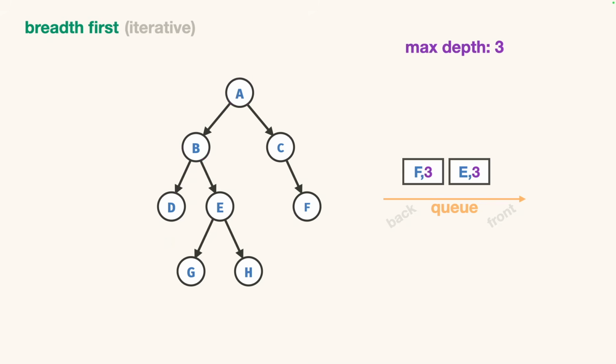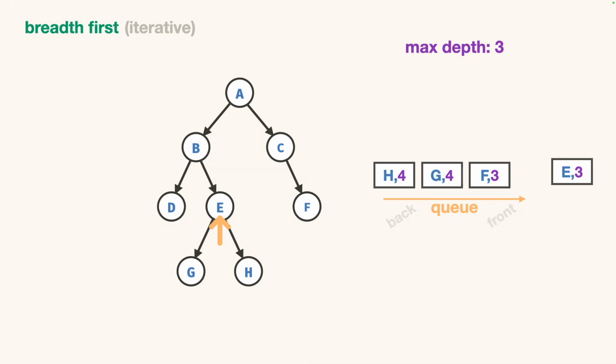So when I keep running, I now remove the front of my queue. That gives me the E node. I see that the depth of 3 is not bigger than my max depth, so I need to just go ahead and consider the children. Add an entry for the G node, and I add an entry for the H node.